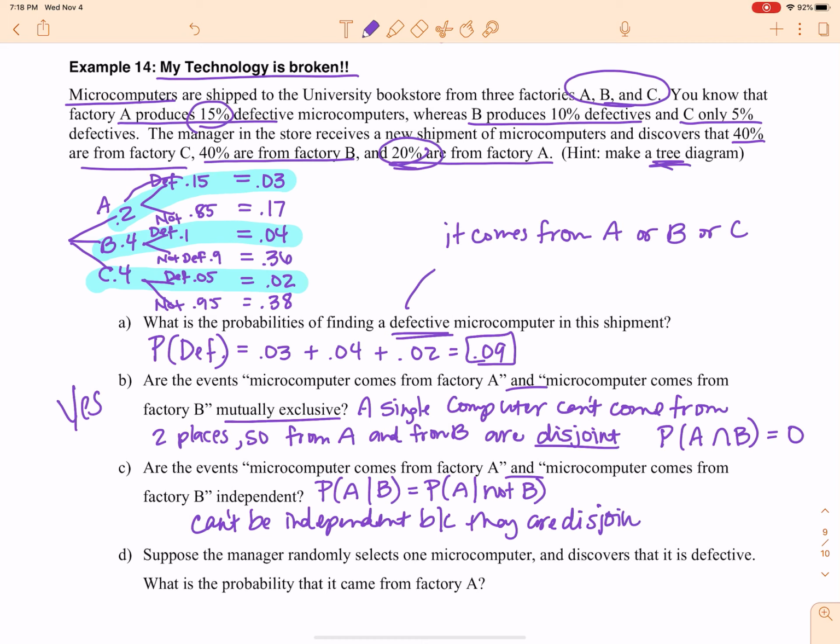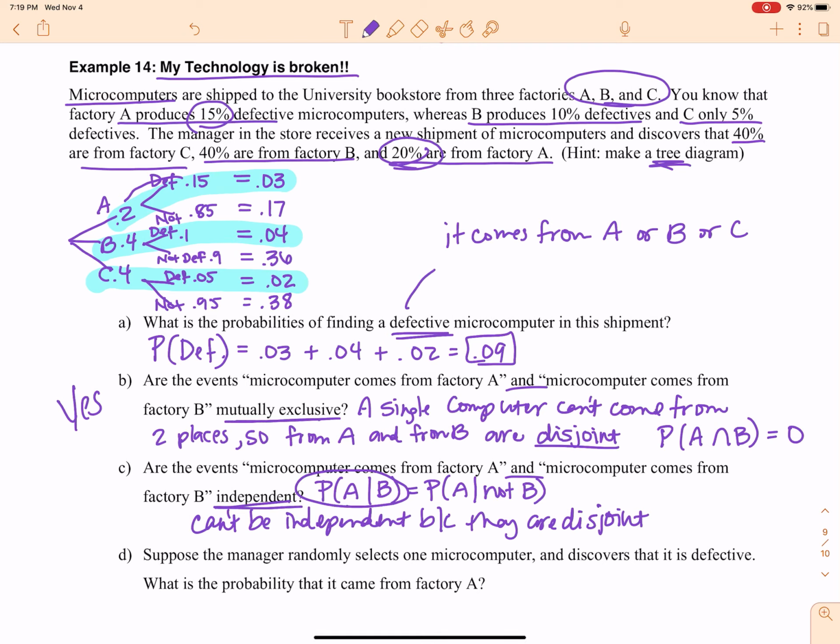All right? And keep in mind, since it can't come from factory A if it comes from factory B and vice versa, this has no value. All right? It can't come from A given it comes from B. Also keep that in mind. You can look at it mathematically and you can look at it practically in definitions about these two things.